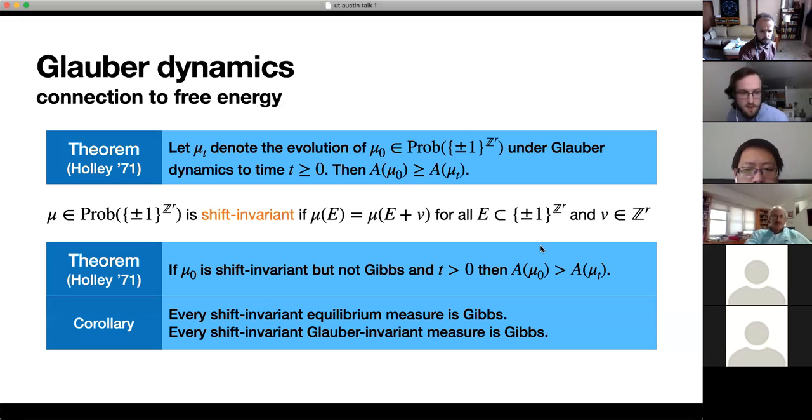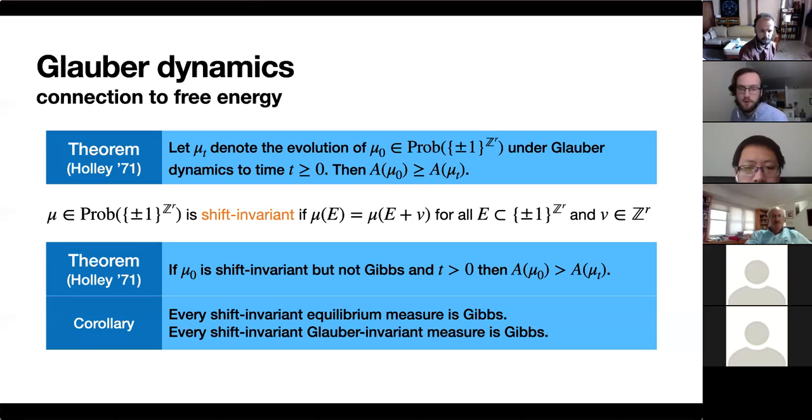Okay. But in any case, if you do make this assumption, then you can say more than just free energy being non-increasing. You can say that if you start with a measure that's not Gibbs and evolve by a strictly positive amount of time, then the free energy actually has to strictly decrease. So what this means is that if you start with a shift invariant equilibrium measure, then it has to be Gibbs, because equilibrium means you're already at the minimum of the density, right? So it can't decrease anymore.